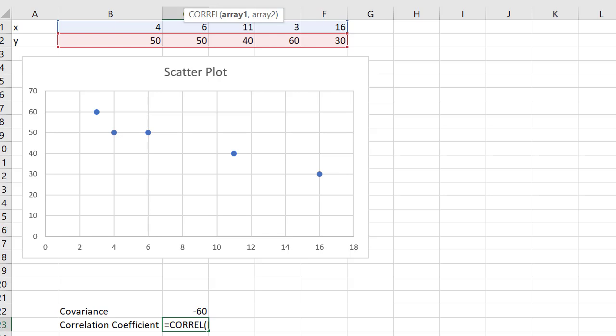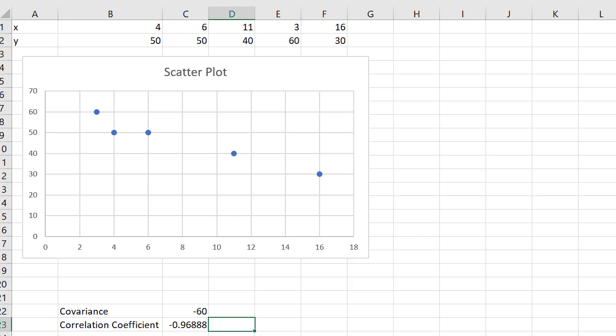When you look at the covariance, that negative covariance means that it's confirming there's a negative linear relationship between x and y, right? The correlation coefficient indicates a strong negative linear association between x and y.